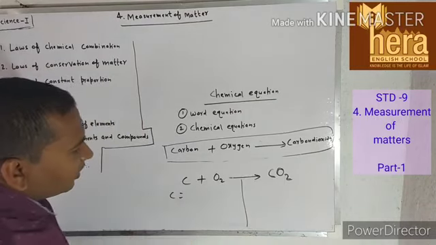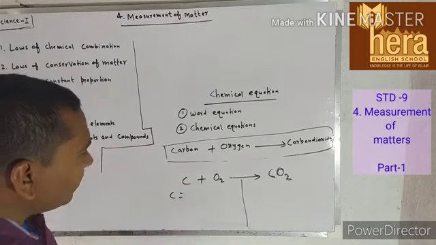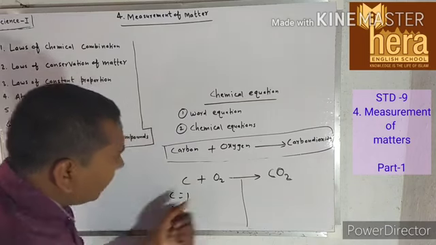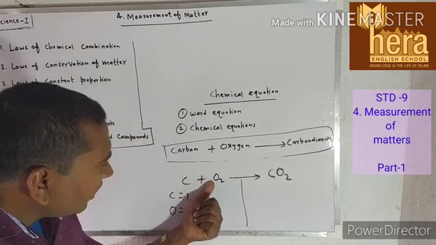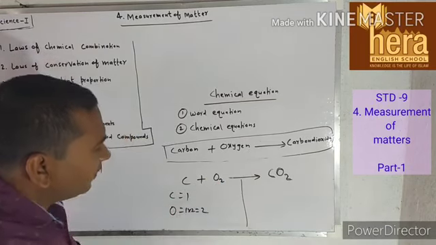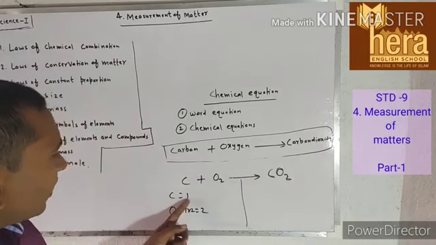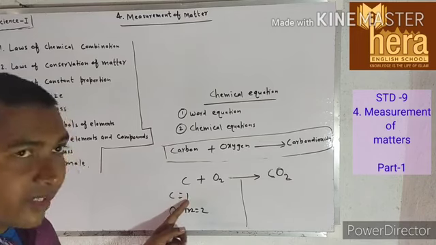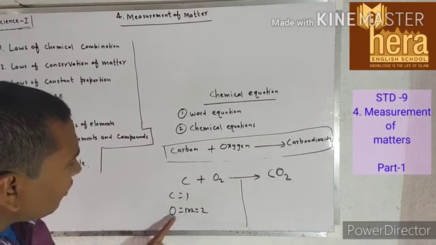Carbon atoms, how many carbon atoms are there in the reactant side? Only one carbon atom is there. How many oxygen atoms are there in the reactant side? Here is 2. Here is 1. 1 into 2, that is 2. It means in the reactant side, one carbon atom and two atoms of oxygen.